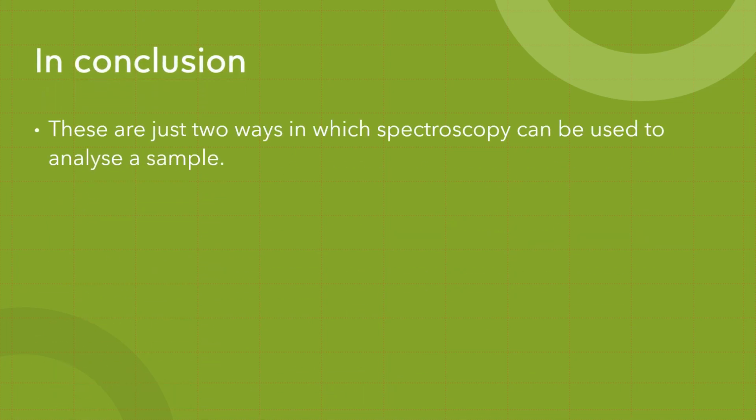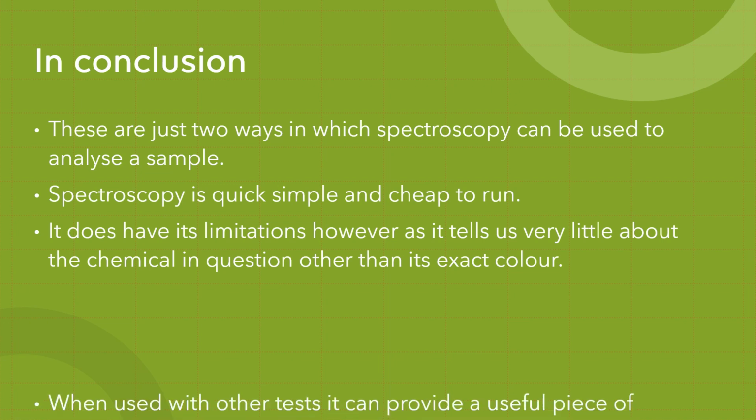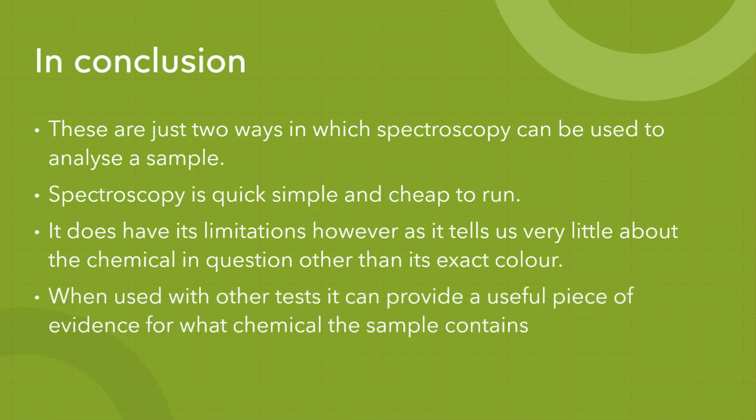Those are the two parts of the lab we conducted, and in conclusion, these are just two ways spectroscopy is used to analyse a sample. It's quick, simple to do, and cheap to run, but it does have limitations, as it tells us very little about the actual chemical in the sample, other than its colour. However, when used with other tests, it can provide a useful piece of evidence for what chemical the sample contains.